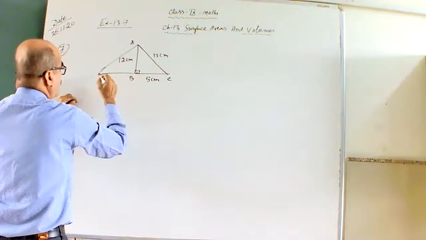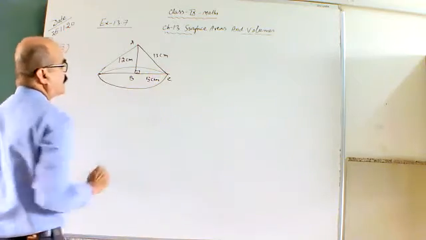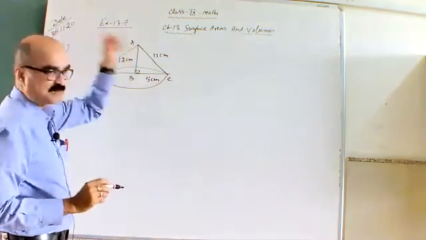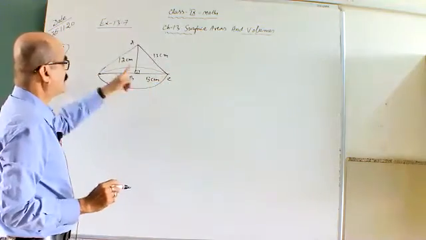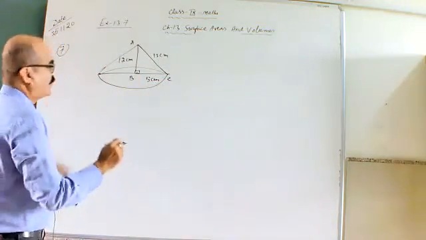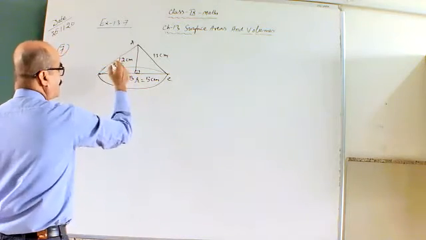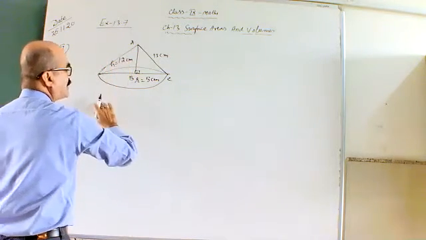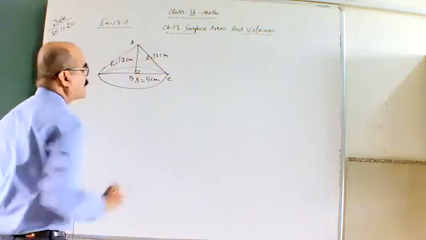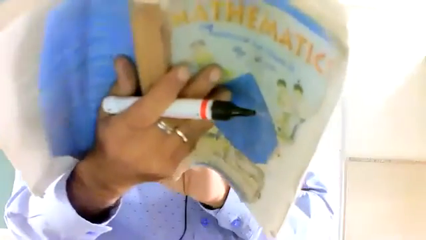Okay, and this will be forming a cone. ये 12 सेंटीमीटर के चारों तरफ जब राउंड लगाएंगे हम इसका, so this will be the shape of a cone, right? So now what is the radius of the cone? 5 centimeter. What is the height of the cone? 12 centimeter. What is the slant height of the cone? It is 13 centimeter. You need to find the volume of the solid so obtained.